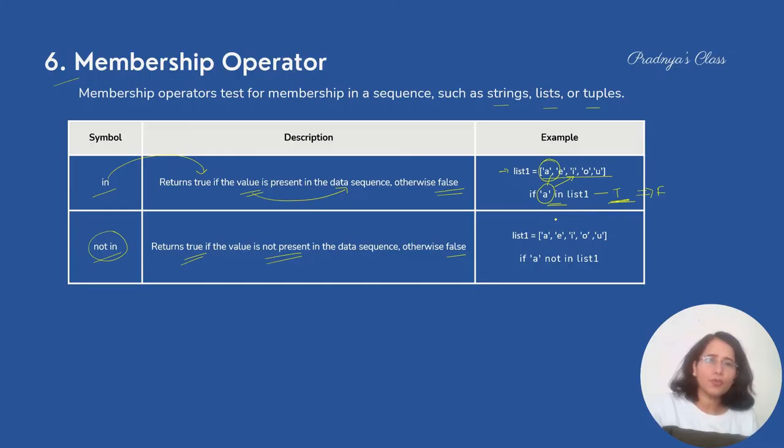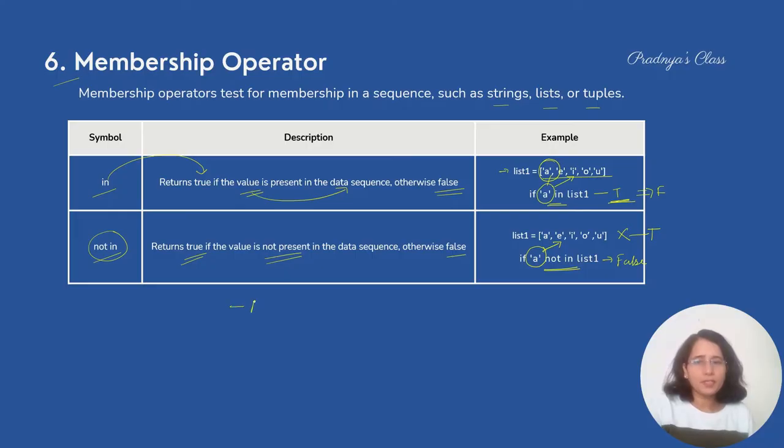And the reverse of it is the not in operator. If the required value is not present in the list, we will get true, otherwise we will get false. So in our case, this value is present in this list, that's why we will get the false answer. If it is not present, then we will get true. So to check whether the required value is present in a data sequence, we can use the in or not in operator. So in this way, we studied 6 types of operators.